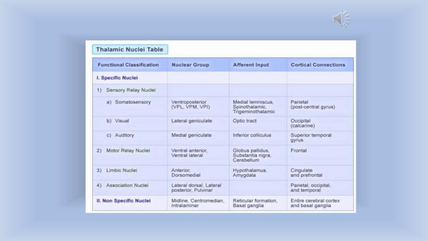So the thalamus, by way of connections to the basal nuclei, the substantia nigra, and the cerebellum, is influencing motor functions. Well, where did the motor function come from? From the motor cortex. That is the precentral gyrus of the frontal lobes. All right, functional classification number 3 there. That is the limbic system function of the thalamic nuclei.